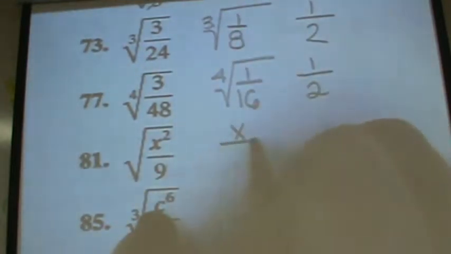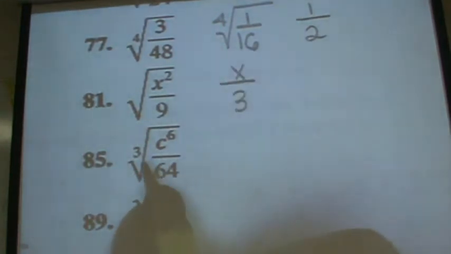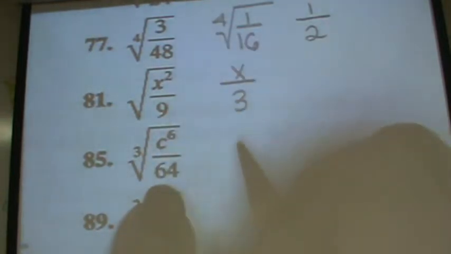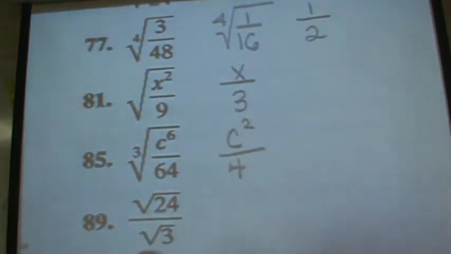This one, you could take the square root of x squared, which is x, and the square root of 9, which is 3. This one, cube root of c to the 6, so 6 over 3, which is 2, c squared. And what 3 numbers that are the same multiply to give you 64? That would be 4.